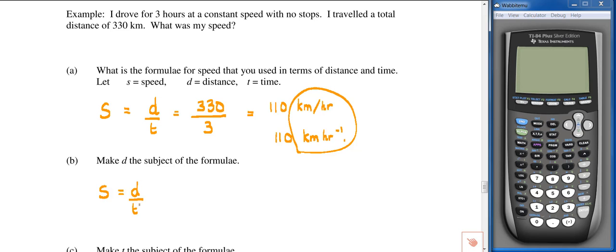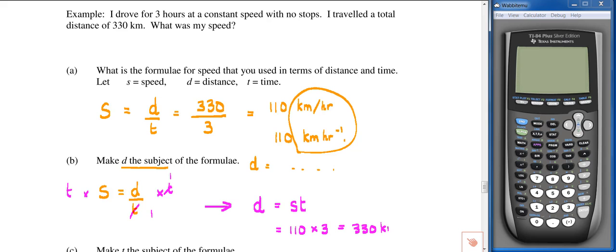If we wanted to make d the subject of the formula, so we want to rewrite the formula as d is equal to something, well, what do we need to do? On the right hand side we have an algebraic fraction, and we don't want that. We can actually isolate d if we multiply both sides by t. The t's will cancel out on the left hand side, and our formula for distance becomes distance is equal to ts, or speed times time. Okay, substituting back or using the information we had, a speed of 110 kilometres per hour for 3 hours, we get our distance of 330 kilometres back again.